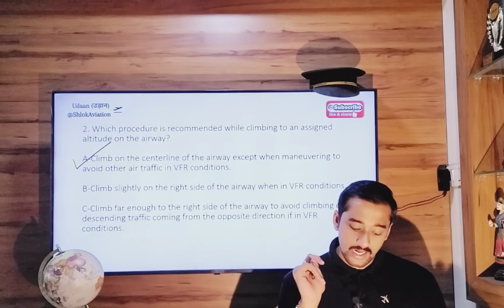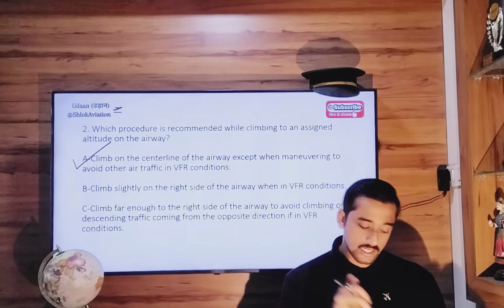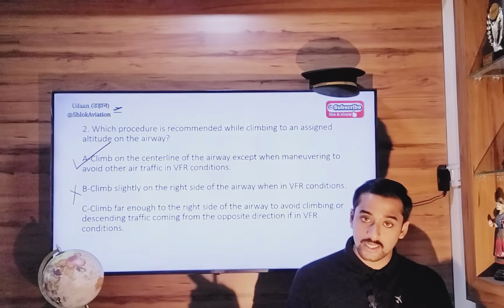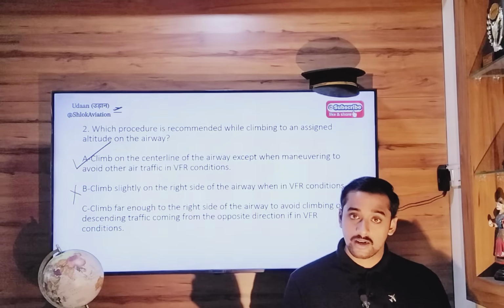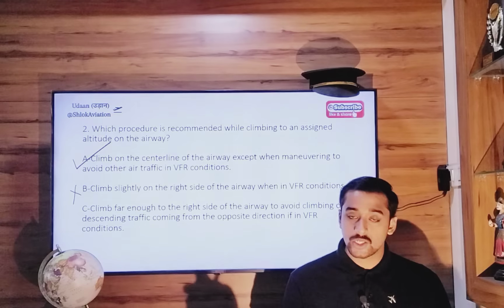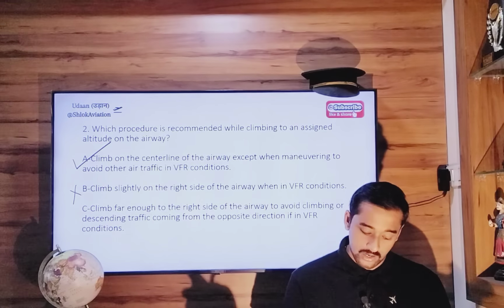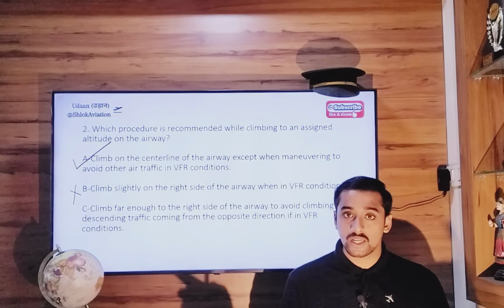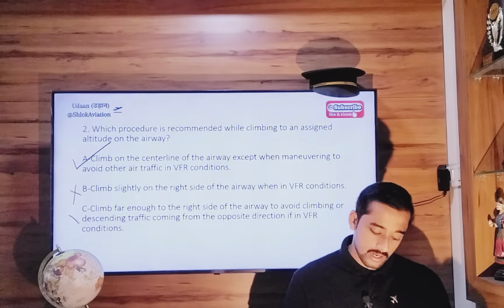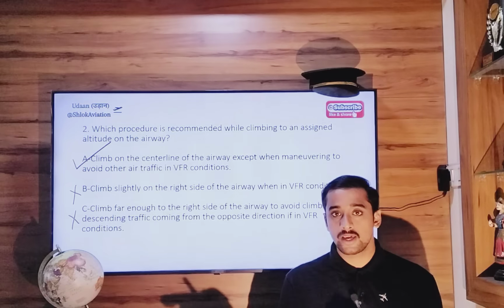Climb slightly on the right side of the airway when in VFR conditions, that is wrong practice. Climb far enough to the right side of the airway to avoid climbing or descending traffic coming from the opposite direction if in VFR. So again, this is irrelevant. Climb on the center line of the airway always.